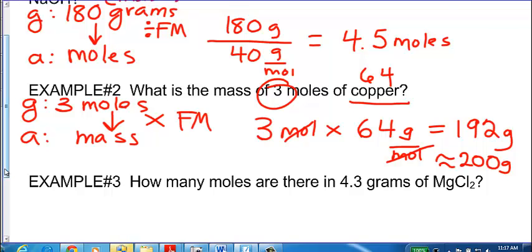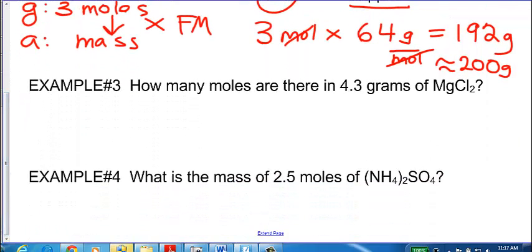Okay? All right, you have example number 3 and example number 4 here. I'd like you to do those ones for tomorrow on your own. And I'd like to talk about the final relationship with the mole.